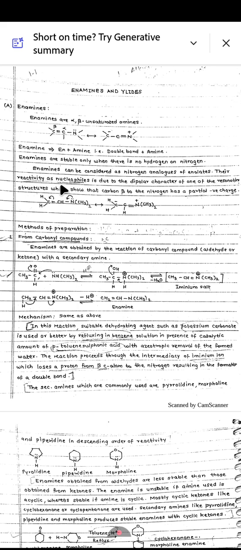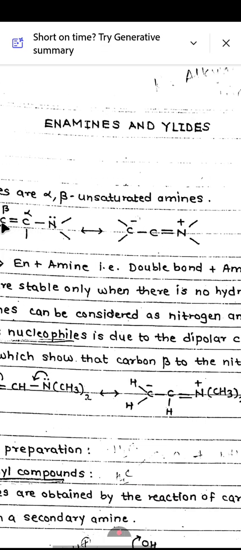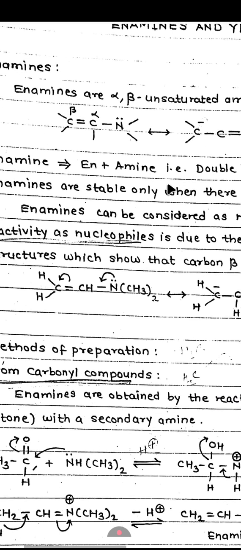The reactivity of the enamine as a nucleophile is due to the dipolar character of one of the resonating structures, which shows that the carbon beta to the nitrogen has a partial negative charge. So as we have seen here, this beta carbon is negative.